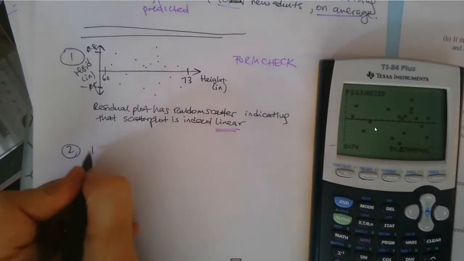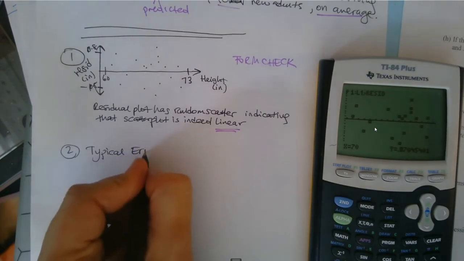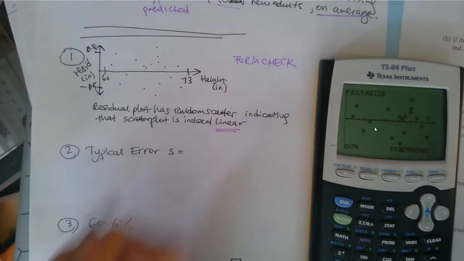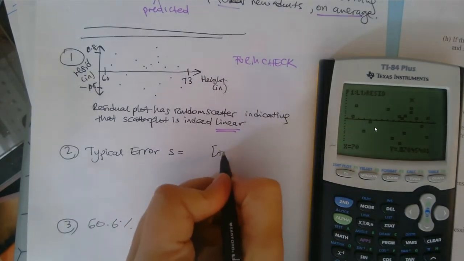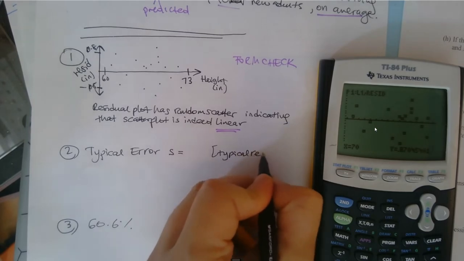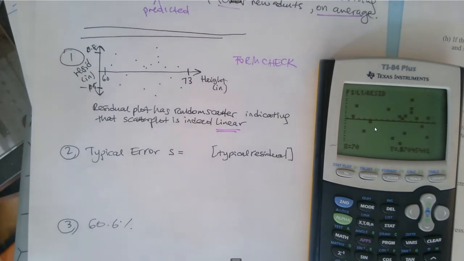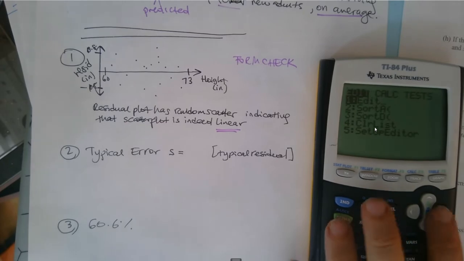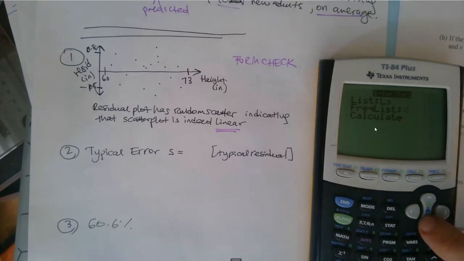Number 2, typical error. How good or bad is my line at predicting stuff? Typical error is S. And for us, the way we're going to get that, so this is going to be your typical residual. And just a heads up, guys, I have residuals listed in list 3. I'm going to run one-variable stats on my list 3 to see what the average is. You're going to see it's very, very not helpful. You can't really do it to residuals, but if you put it in a list, you can do stuff on it.